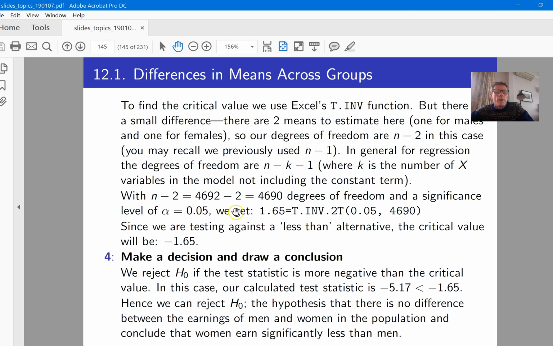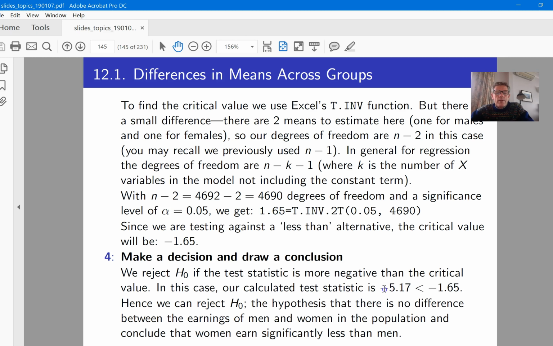We compare that with the t-distribution. We're going to do a one-sided test, so we should be using the t-inverse function. We've got to slightly adjust it, because instead of having n minus 1 degrees of freedom, we've got n minus 2 degrees of freedom, because we've got two things we're estimating: the mean for women and the mean for men. So the degrees of freedom is actually 4,690. That makes virtually no difference, but for the sake of being correct, that's what we have to do. And so we get a critical value of minus 1.65.